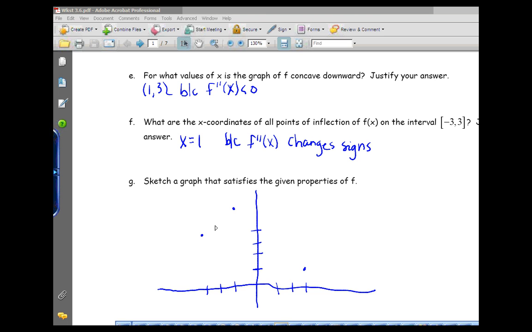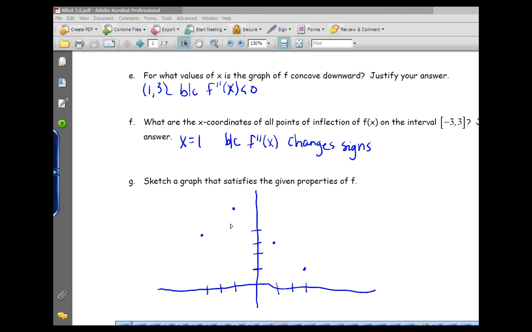But I also need to take into consideration the concavity. Where my point of inflection is at x equals 1, and I don't know the y value, so I can just put in a point of inflection at any point that I want. But I know that at that point of inflection at x equals 1, how is my concavity changing? Am I changing from concave up to down or down to up? Right, concave up to concave down.